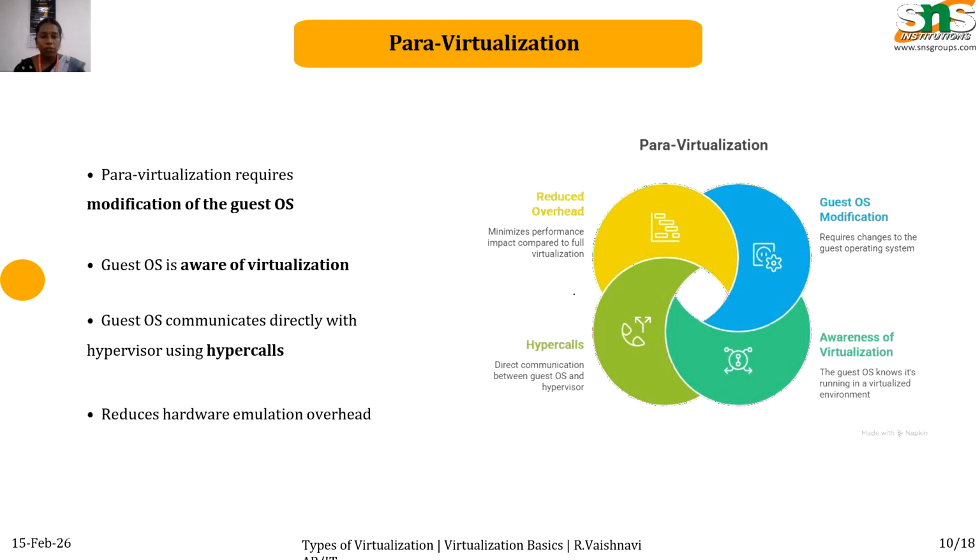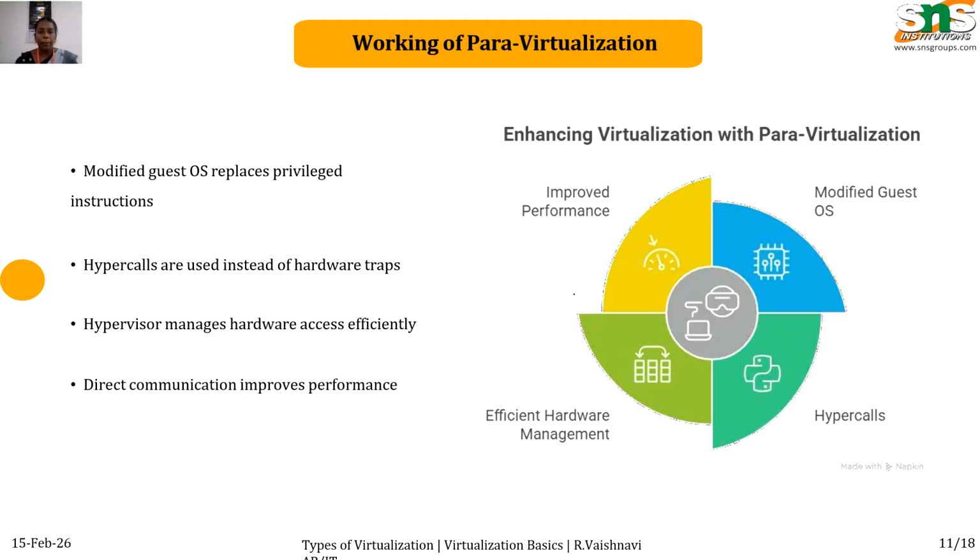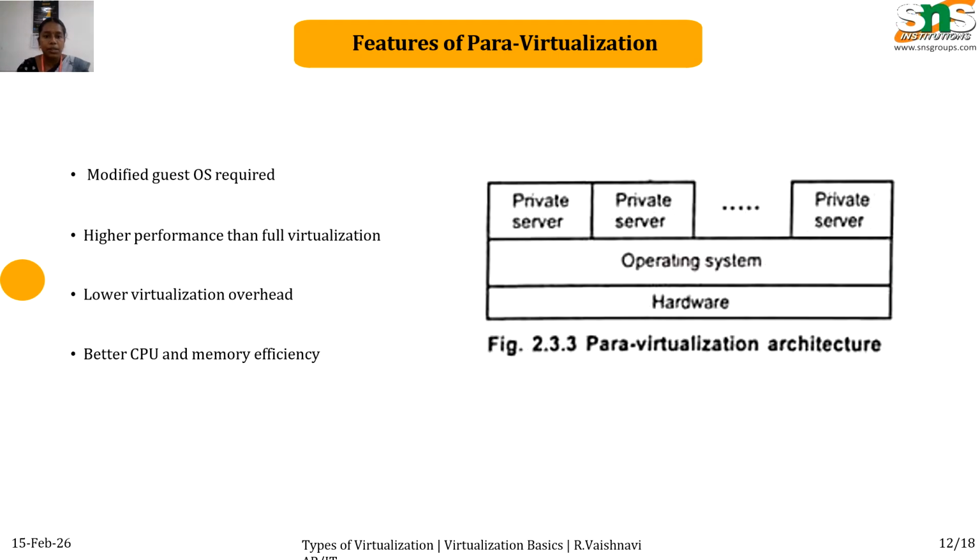It requires the modification of the guest OS. The guest OS is aware of the virtualization. So the guest OS communicates directly with the hypervisor using the hypercalls. Here it reduces the hardware emulation overhead. Working of the para virtualization. It modifies the guest OS, replaces privileged instructions, and then hypercalls are used instead of the hardware traps. Hypervisor manages the hardware access efficiently. Direct communication improves the performance.